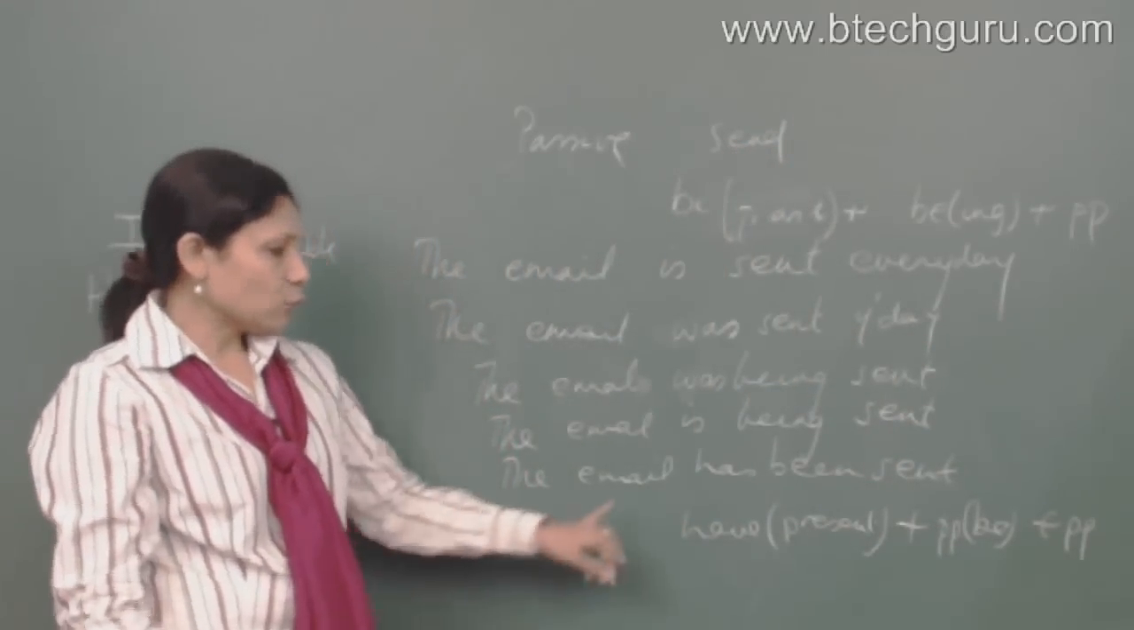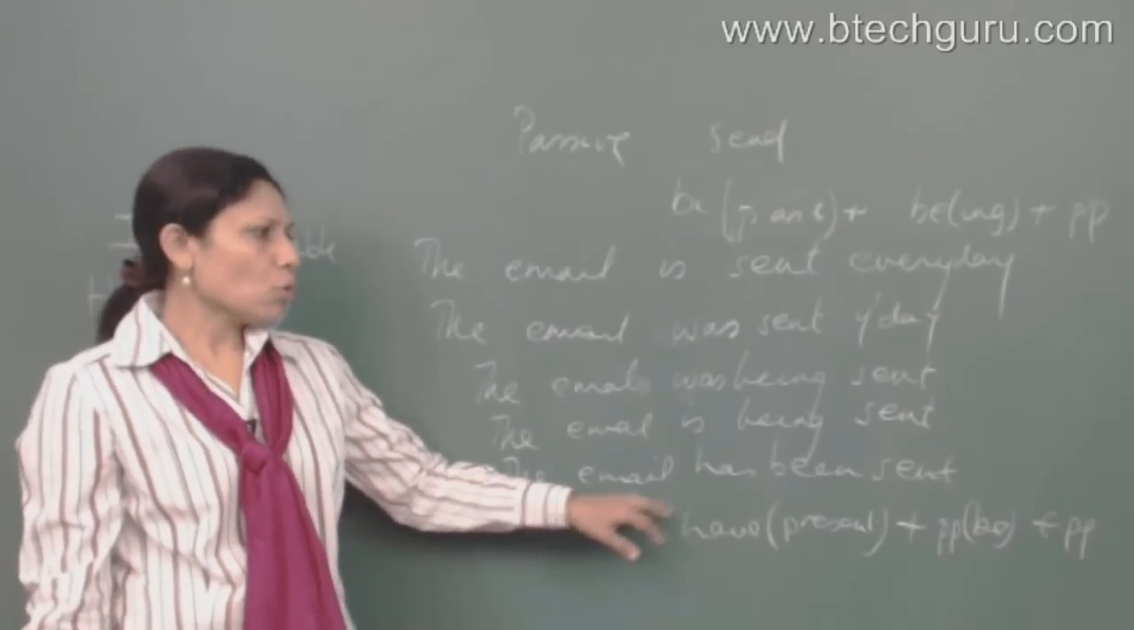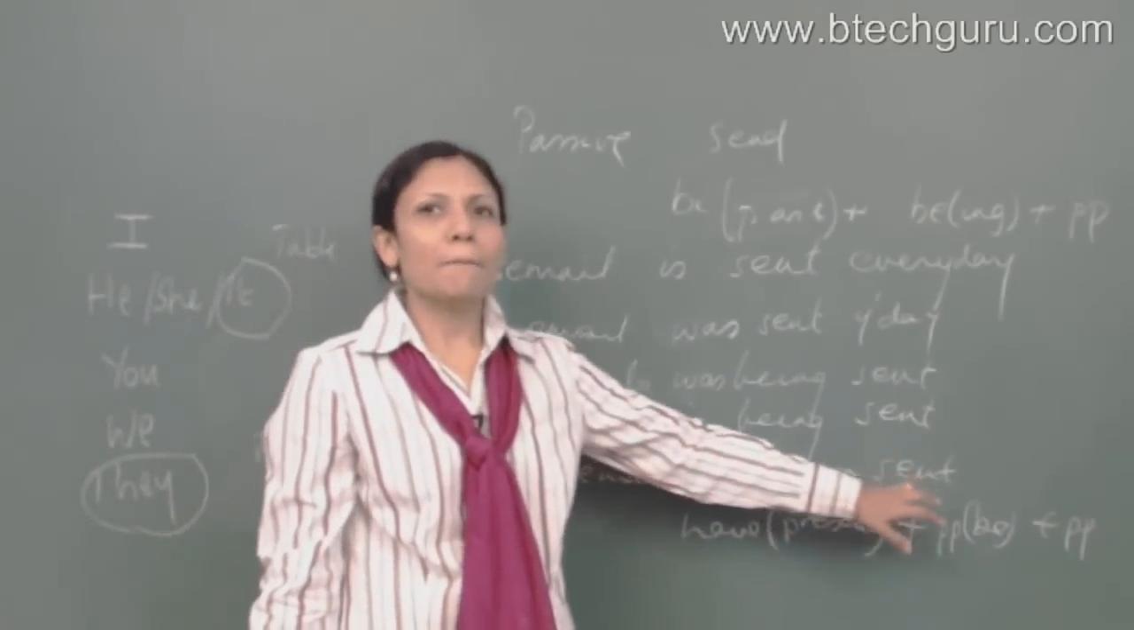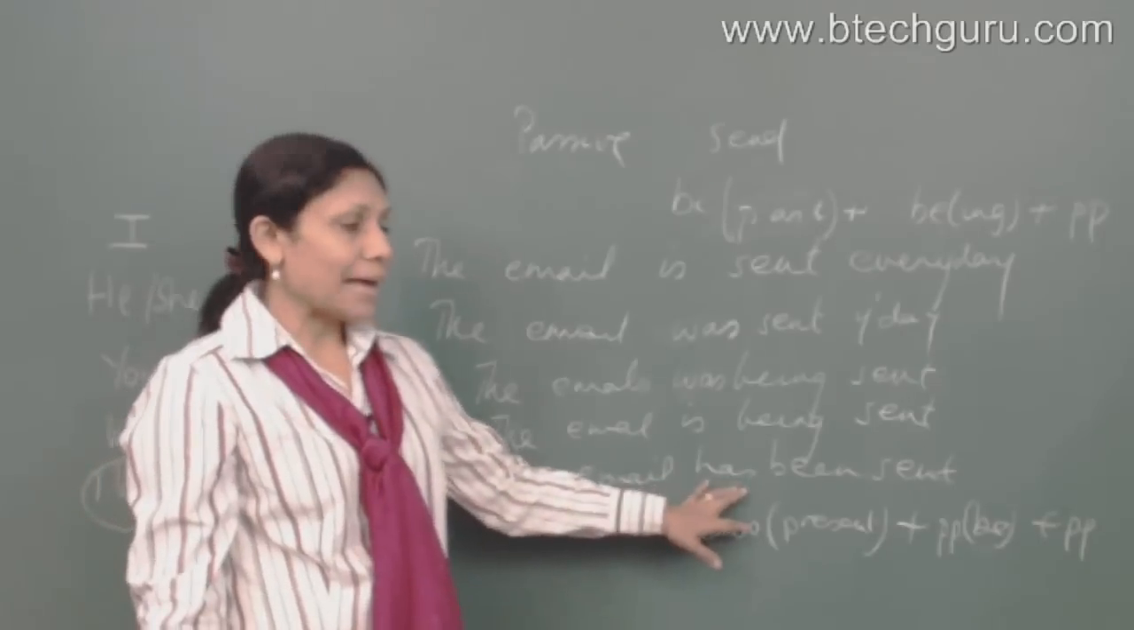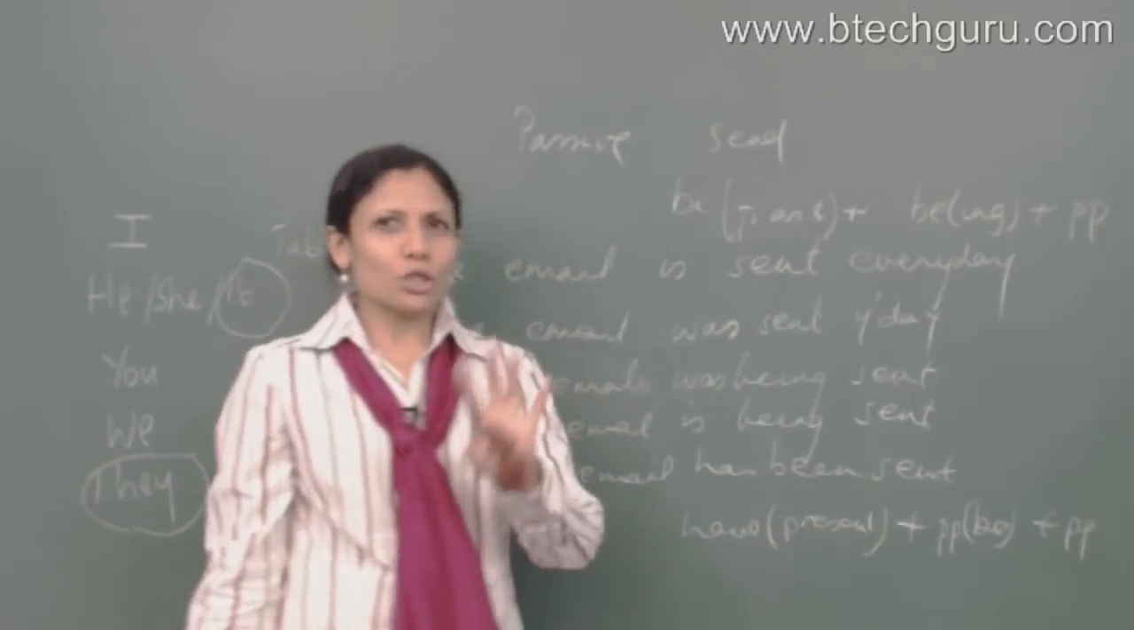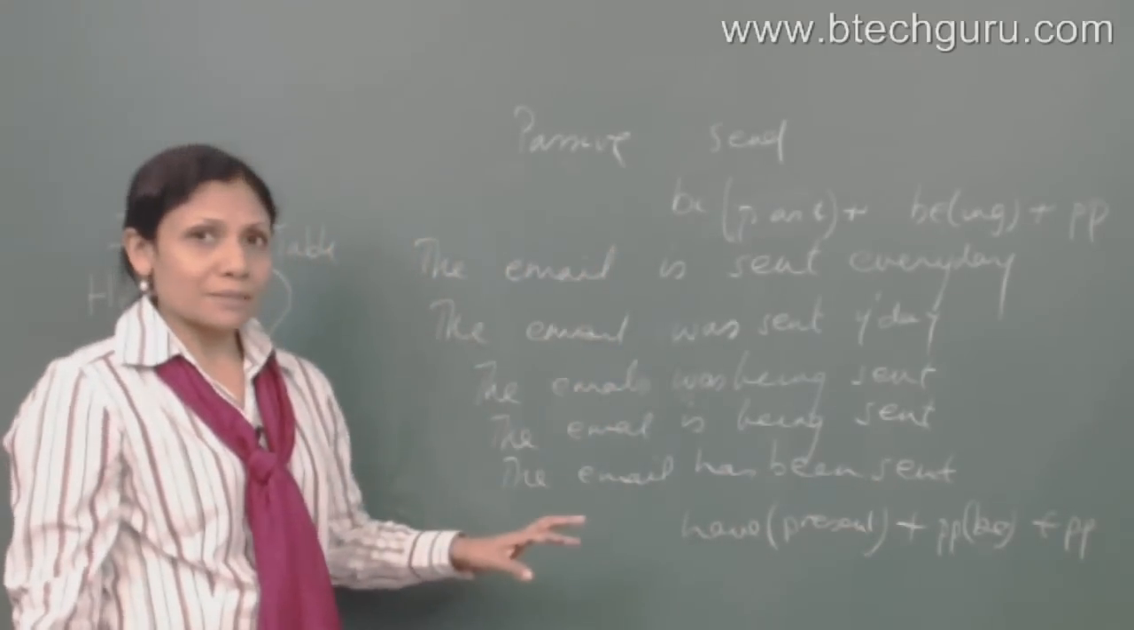All right, I'll give you one more sentence for this. The metro has been built. Again, for example, the email has been sent. So just four different angles to passive.